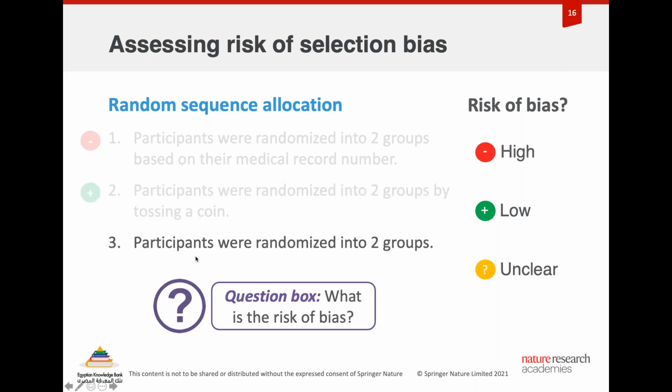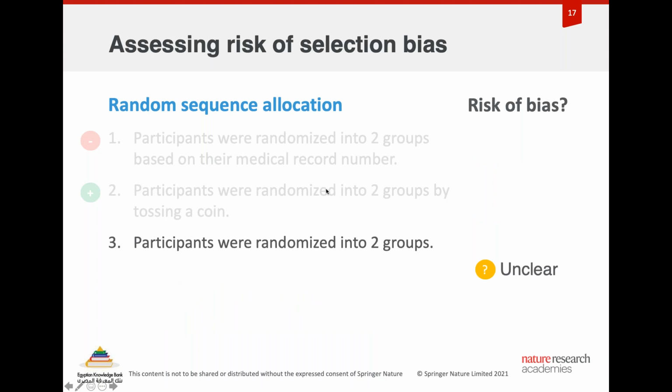And then if the study you're evaluating said participants were randomized into two groups, how would you rate this? Everyone's rating unclear. Yes, we don't know how they were randomized. So in this case, it would be unclear.